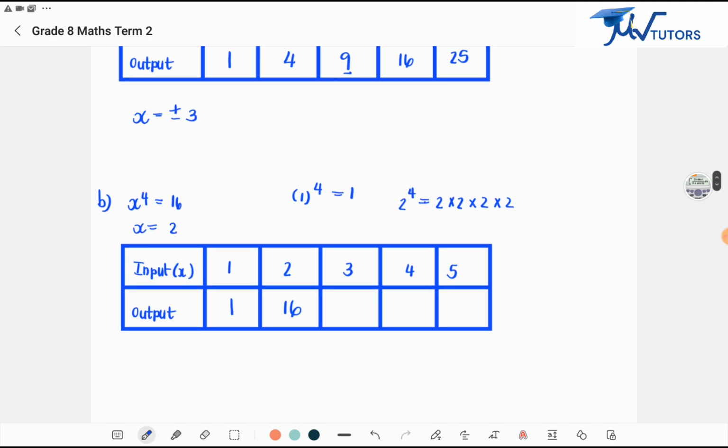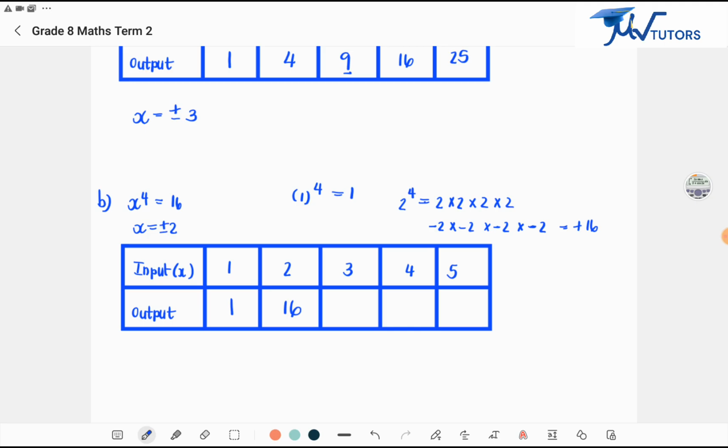What about negative 2? Let's try it out. I know I don't have it as my input, but I think you should always be wondering, what if you had a negative? Would that also work out? Yes, it would, because negative times negative is positive. Positive times negative is negative. Negative times another negative will give you a positive. And then 2 times 2 times 2 times 2 is 16. So our answer for x can either be plus or minus 2.